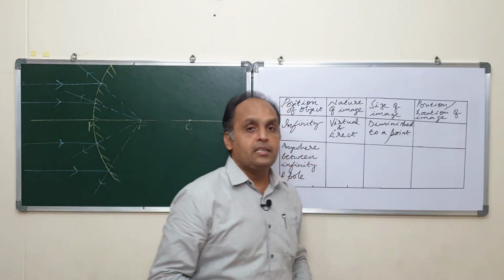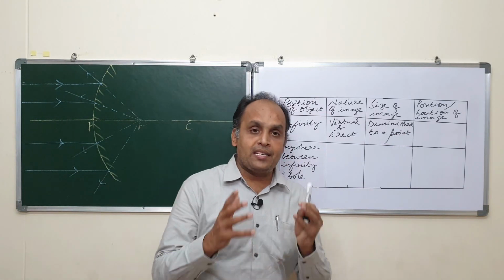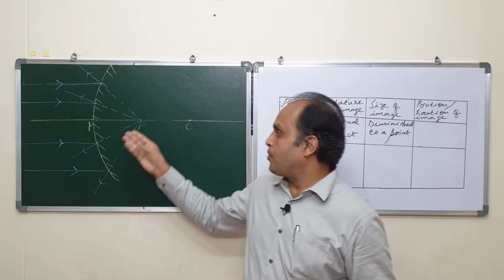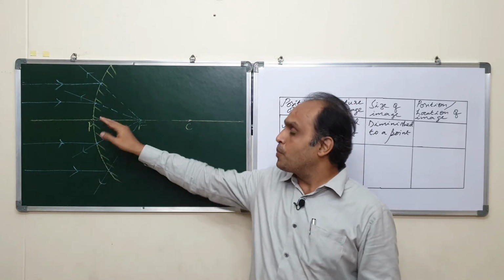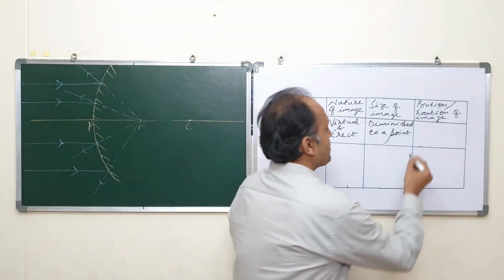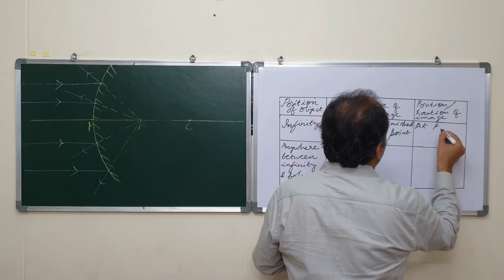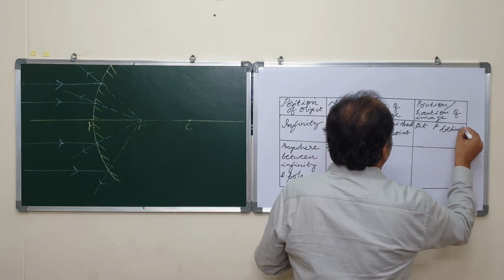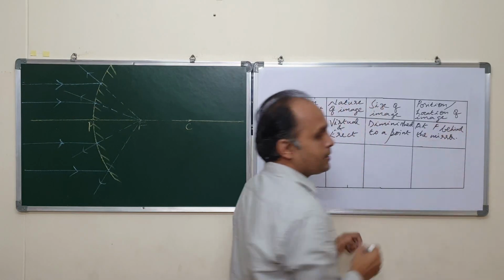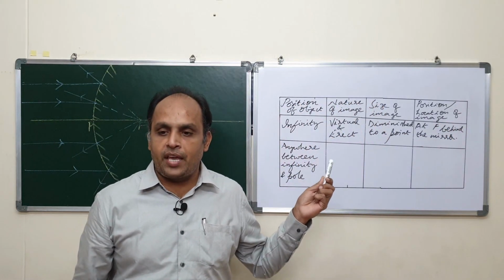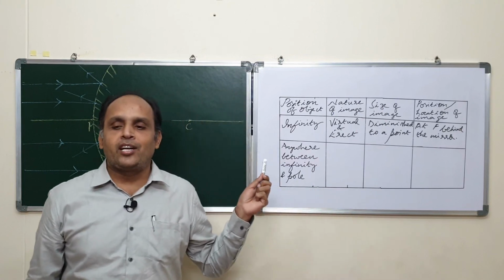And finally, the position or location of the image. Where is the image formed? The image is formed, you can see over here, at the principal focus, that is behind the mirror. So it is formed at F or principal focus behind the mirror.